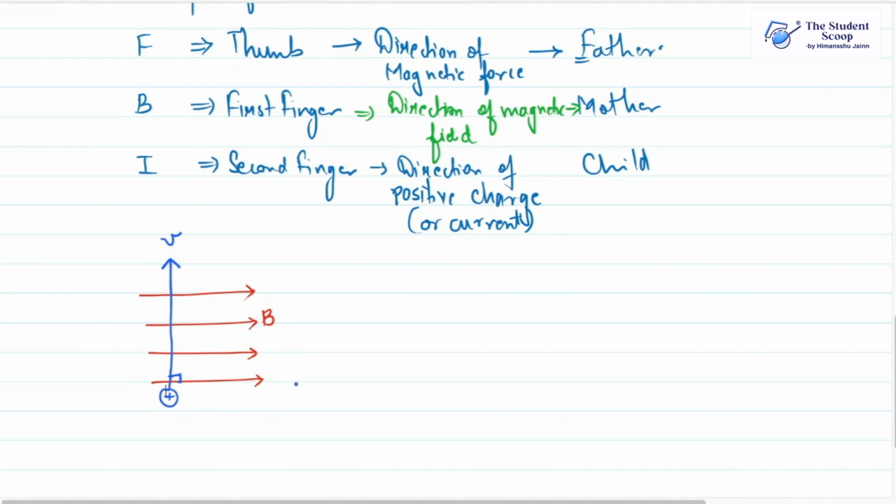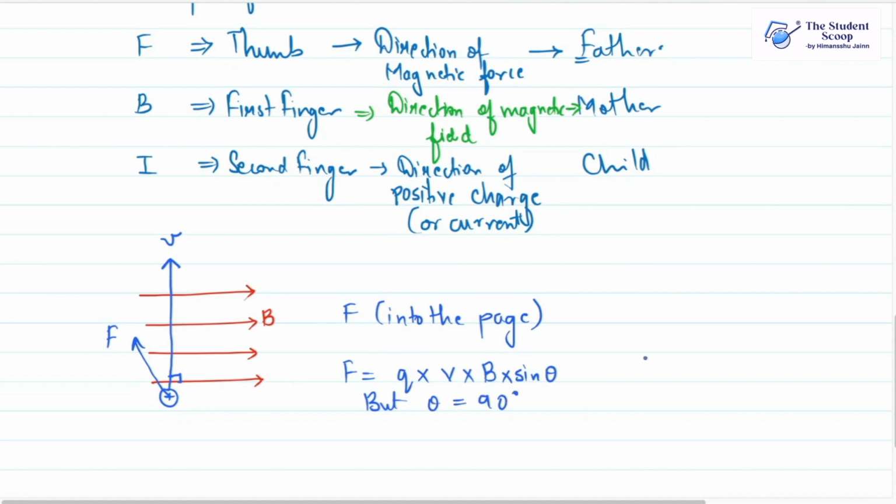So the first finger is pointing to the right, the second finger is pointing upwards, that's upwards on the screen. The moment I bring out the thumb, I see that the magnetic force is going to act into the page. So the force is acting here into the page. If I want to calculate its magnitude, I can calculate this using F = qvB sin theta. But what's theta equal to here? 90 degrees. So we calculate force as qvB sin 90. Sin 90 is 1. So F equals qvB.